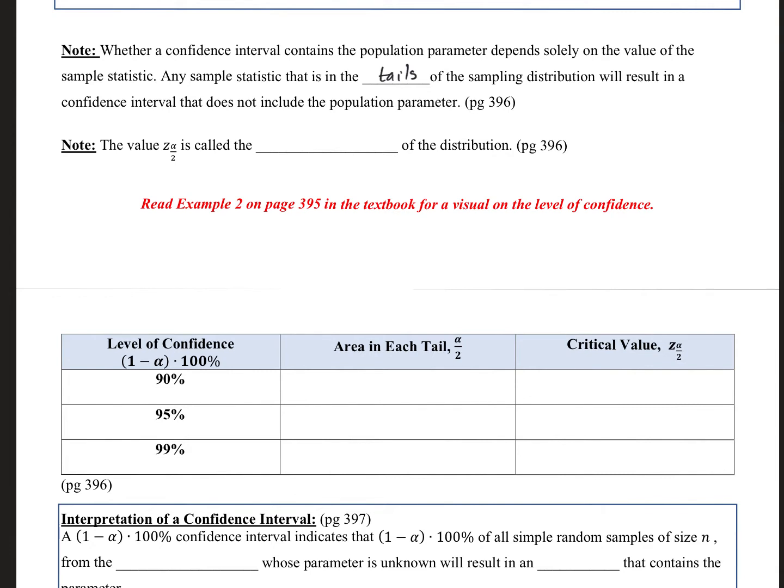the population parameter. And now note, real quick, the value z sub alpha divided by 2 is going to be called the critical value of the distribution. Real quick to note, if you wanted to take a look at some of the technology and a visual on level of confidence, go ahead and read example 2 in your book.